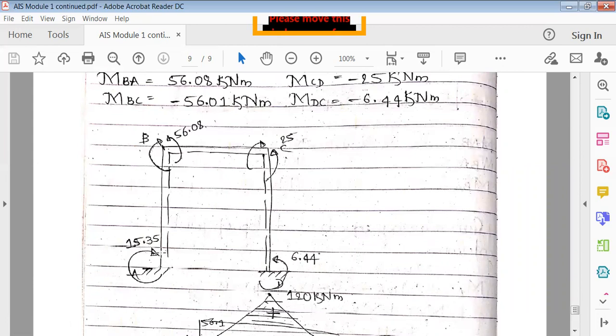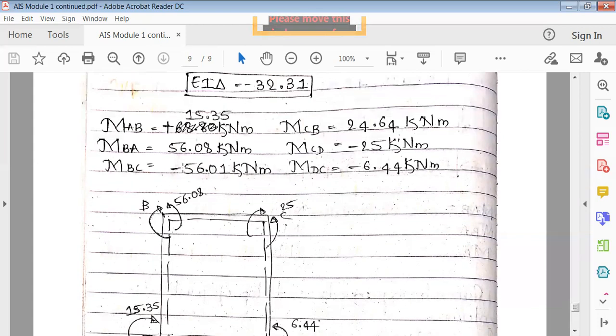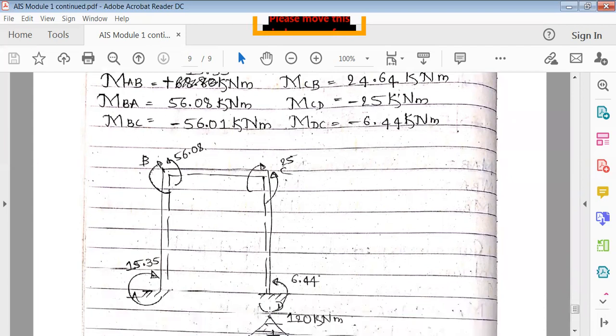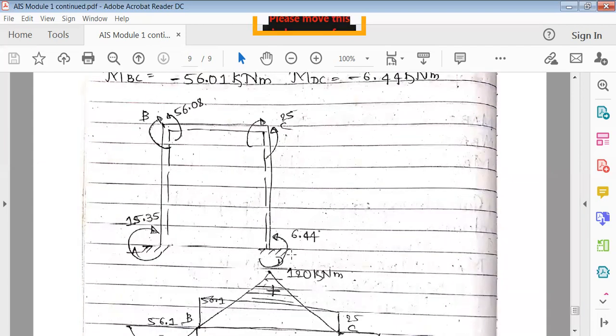Clockwise, and show it on the beam, it will act on the beam. Next, similarly MBA, so BA clockwise here. This is MBA clockwise 56. Then BC minus, so in the BC portion you have to show it as minus. Then MCB here is again positive, so plus clockwise. MCD is negative, so negative means this is anti-clockwise. MDC is anti-clockwise again, 6.44.